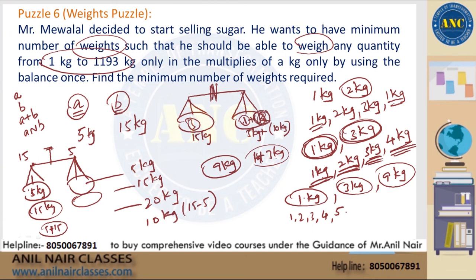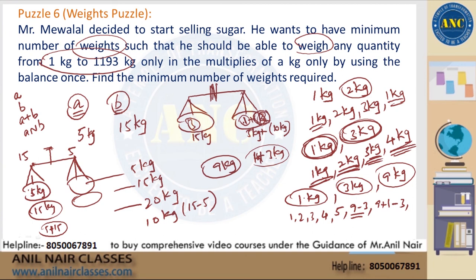Now if I want 6 kg, how will I get 6 kg? The best way is, when you have 9 and 3, 9 minus 3 will give you 6. Can you see that? I'll put 9 on one pan and 3 on the other pan. So 9 minus 3 is 6, and I'll be able to weigh 6 kg. If I want 7, how will I do 7? I'll do 9 minus 3 and add 1 to it. That means I'll put 9 plus 1 on one side and subtract 3. So 9 plus 1 is 10, 10 minus 3 is 7. So my 7 is taken care of.